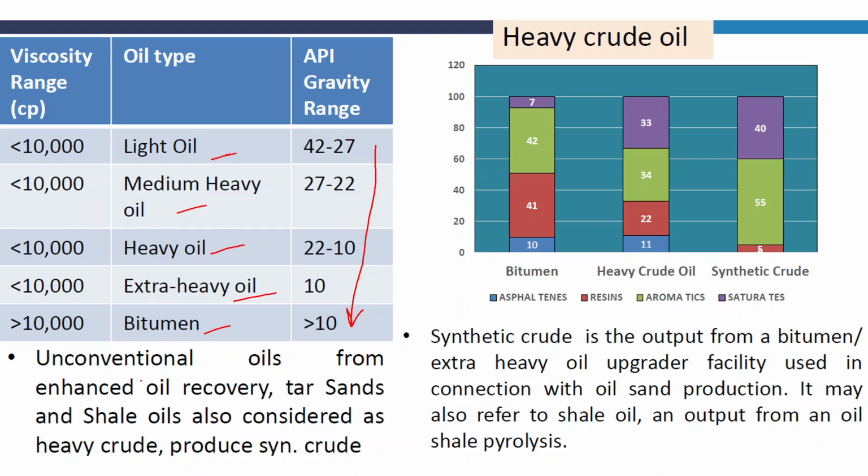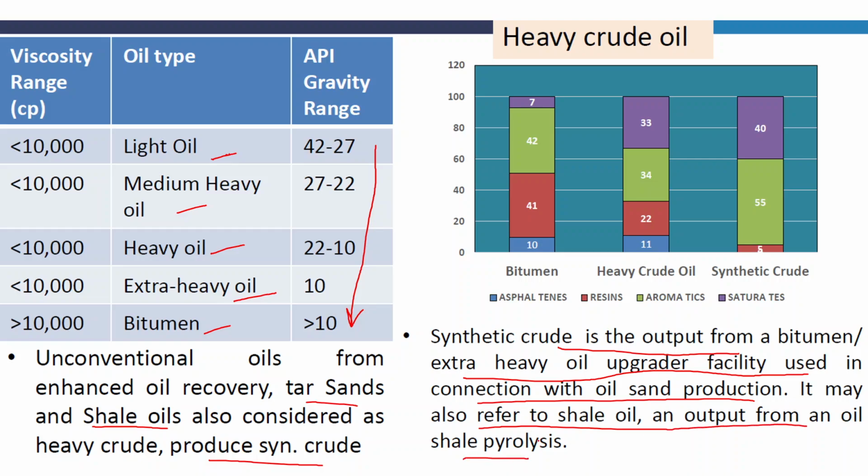So, the unconventional oils from enhanced oil recovery. Not only are bitumen and the like natural crude oils, but nowadays synthetic crude is also available from nature, in the form of tar sands and shale oils, also considered heavy crude, and they produce synthetic crude. Synthetic crude is the output from a bitumen or extra heavy oil upgrader facility used in connection with oil sand production. It may also refer to shale oil, an output from oil shale pyrolysis. Shale oil is the oil produced from a sedimentary rock; shale is a sedimentary rock.